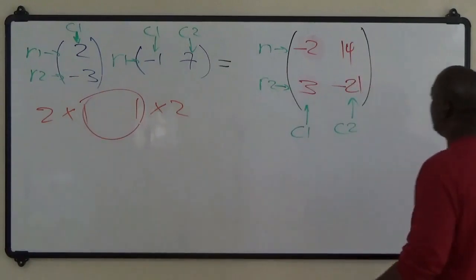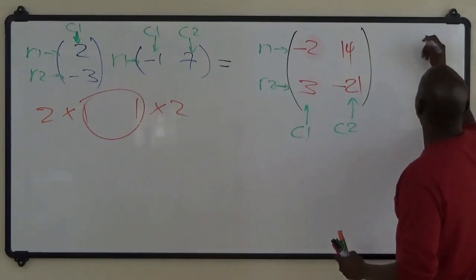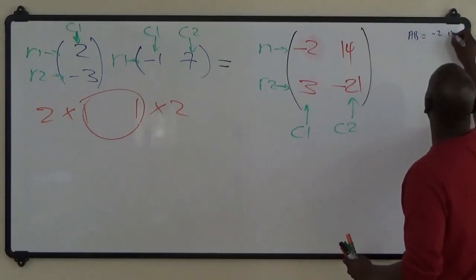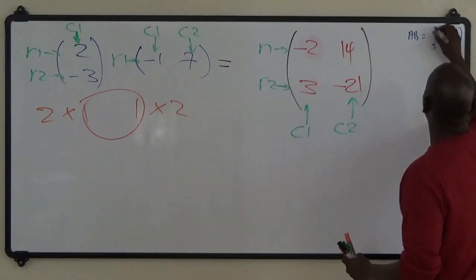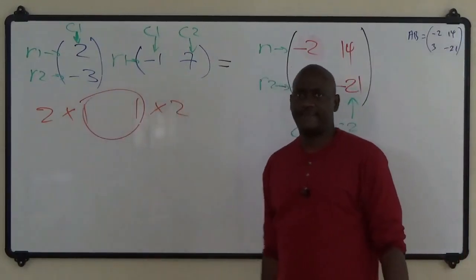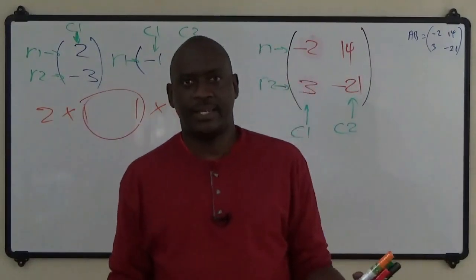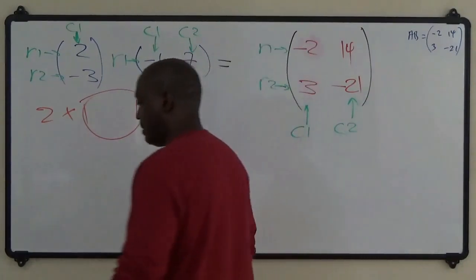Let me see. So in other words, and I'm going to write the answer kind of small in the corner here because I need this. Right? So AB is equal to minus 2, 14, 3, minus 21. Cool. So how about we use the same two matrices? And instead of AB, let me try BA now.